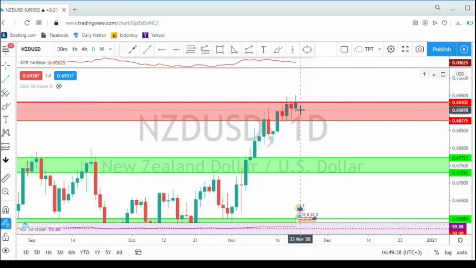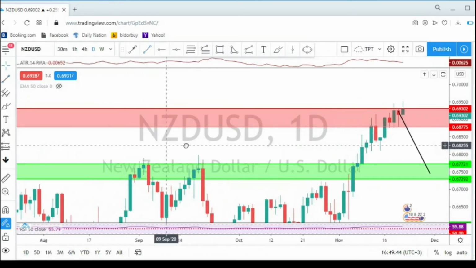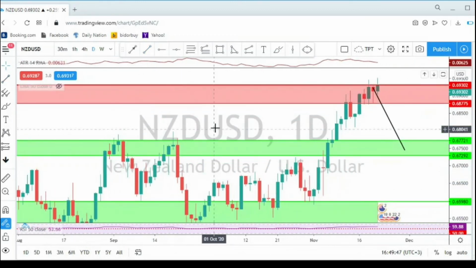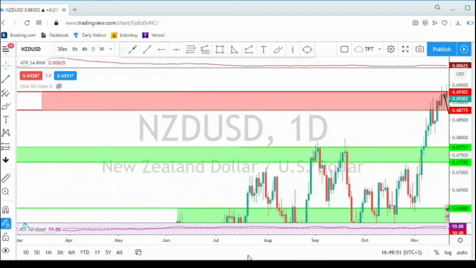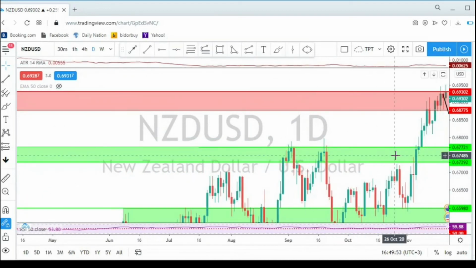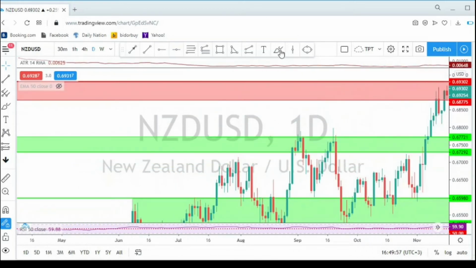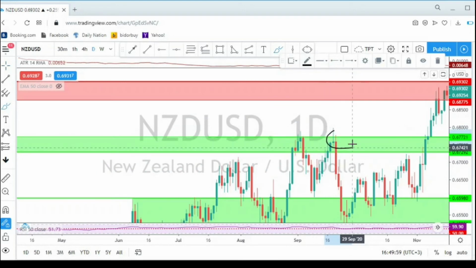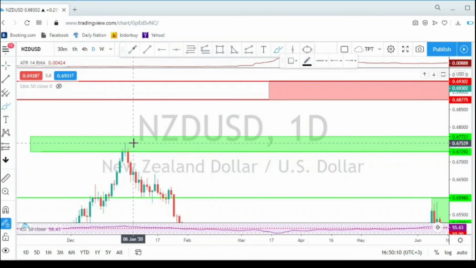But what I'm expecting, if this market makes it to this support level, this will be awesome when it does that, because this is a powerful level of support. This level now is acting as a support level, but initially it was a resistance level, pushing this market down here, pushing this market down here, and also pushing this market to the downside.